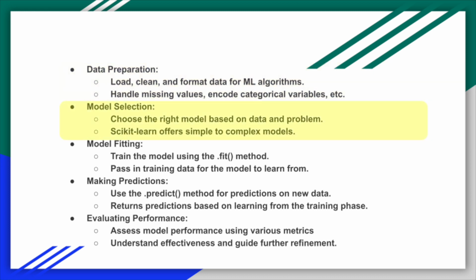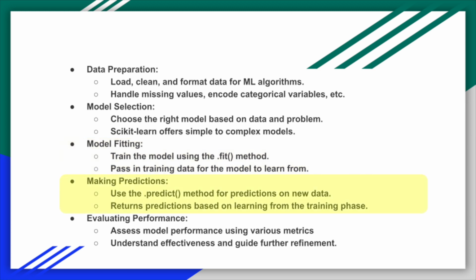Scikit-Learn offers a variety of models, from simple linear regression to complex ensemble methods. Choosing the right model depends on the nature of your data and the specific problem you're trying to solve. Once you've chosen a model, train it on your dataset using the fit method in Scikit-Learn, where you pass in your training data, and the model learns to associate the features with the target variable.